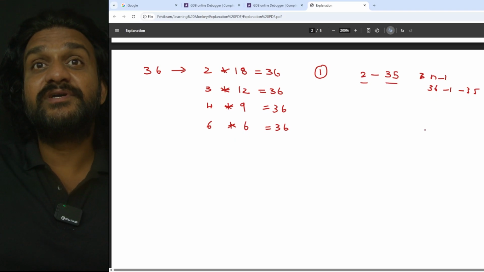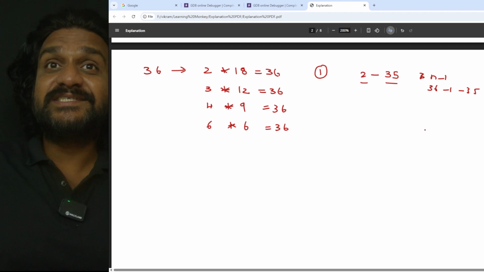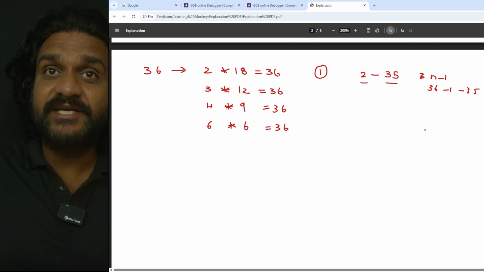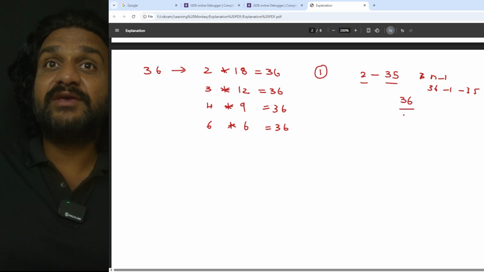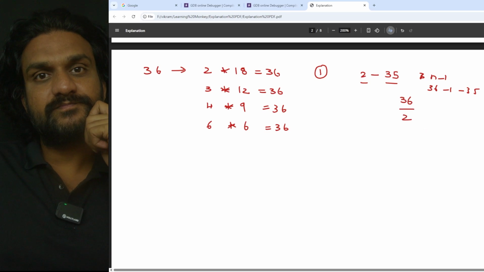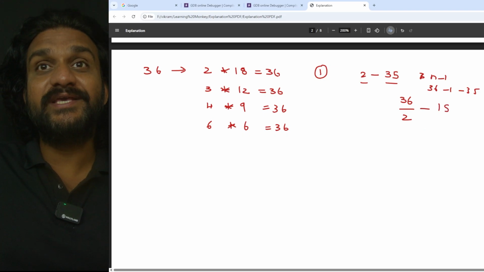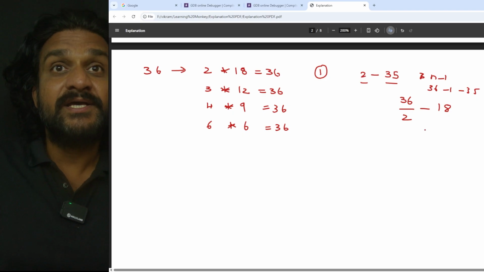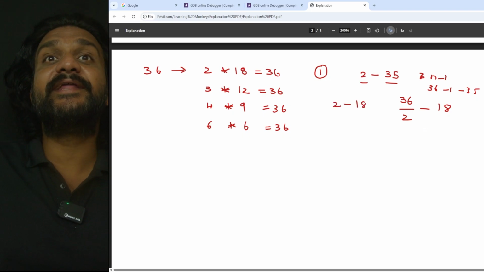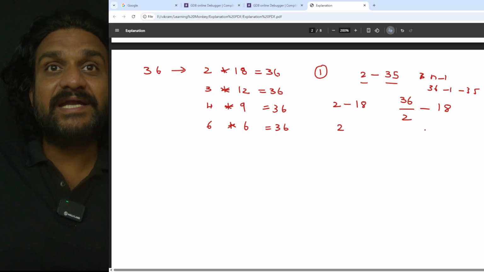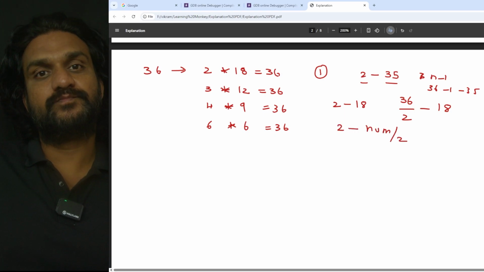But it is not required for us to do all these divisions, all these factors. Why? Because it is sufficient to make the divisions until the given number divided by 2. So what does this mean? The given number divided by 2, 36 by 2, is 18. Means we have to divide the given number starting from 2 till 18, that is, from 2 to num divided by 2.